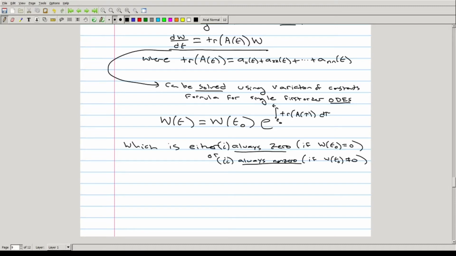So continuing on using the previous theoretical ideas that we've developed, let's go through and see how to solve the general first order system of linear ordinary differential equations using a generalized variation of constants formula.